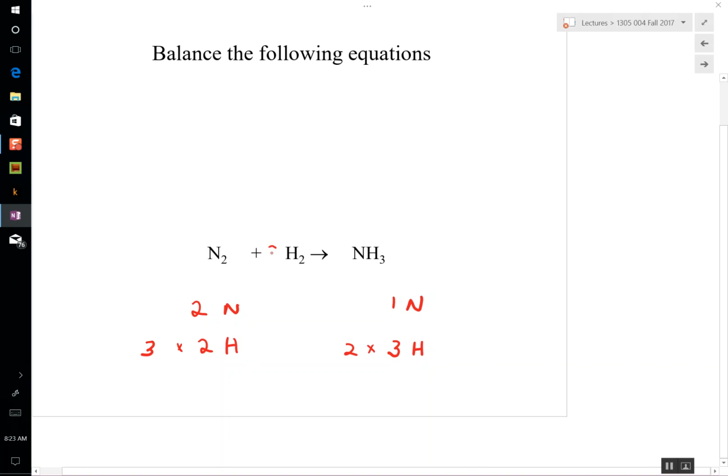Well, what does it mean to multiply it by 3? Having 3 H2s. 3 times 2 is 6. And what does it mean to multiply that by 2? I need a coefficient right here, 2. 2 times 3 is 6. So now I've got my hydrogens even.